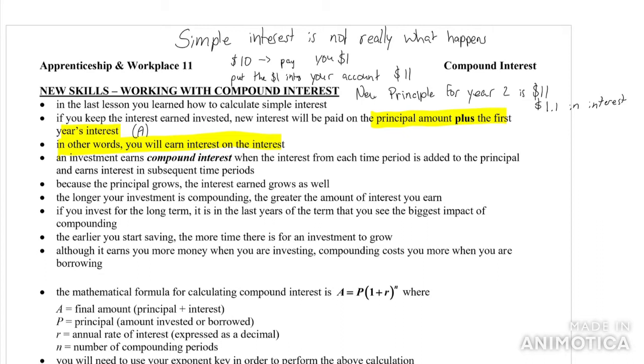The longer your investment is compounding, and we say it's compounding every time this year rolls around. So when I make it to $11, that is compounded once. Here, I would have $12.1 after the second year. This is compounded twice.